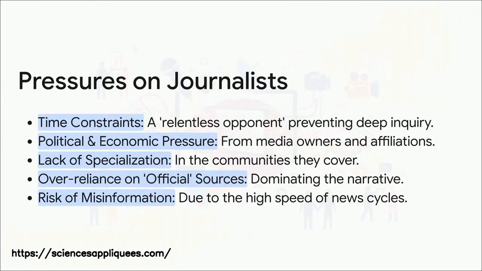So what are these constraints? Well, journalists today are under incredible pressure. As you can see, they're up against what one called the relentless opponent of time, that 24/7 news cycle. They have to deal with political and economic pressure from the people who own the media companies. Often they aren't specialists in the communities they're covering, which means they end up relying way too much on official sources. And what's the result? Well, you get coverage that can be negative, incomplete, and full of stereotypes.